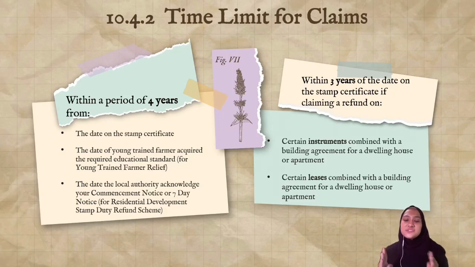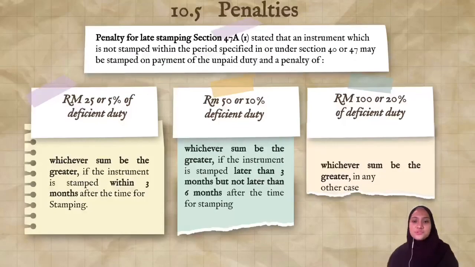And within 3 years of the date on the stamp certificate if claiming a refund on certain instruments combined with a building agreement for a dwelling house or apartment, and certain leases combined with a building agreement for a dwelling house or apartment. We will move to the last subtopic, which is penalty.